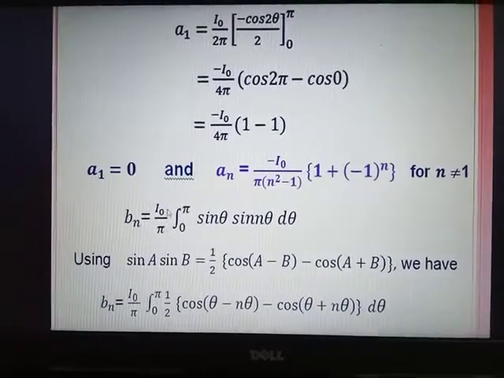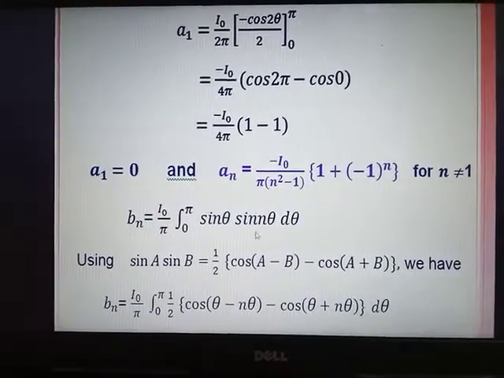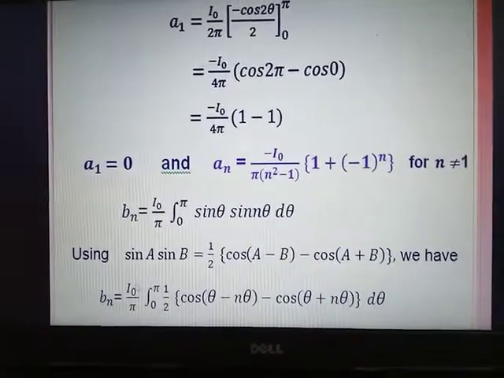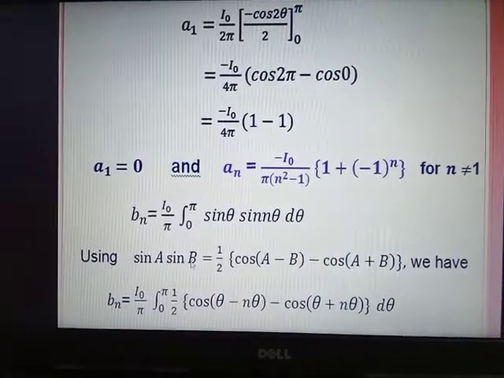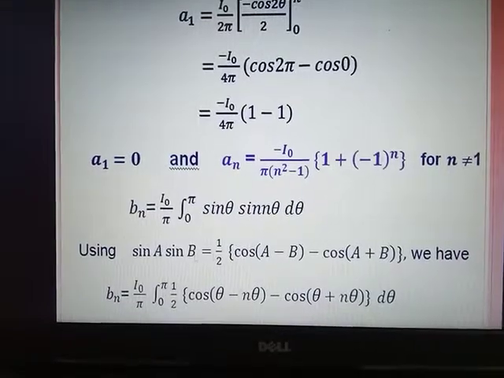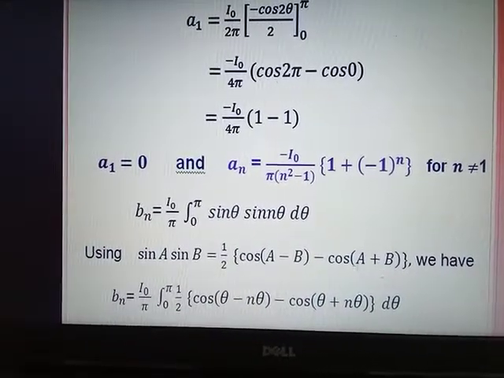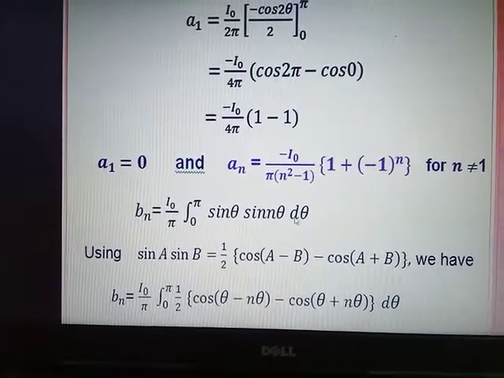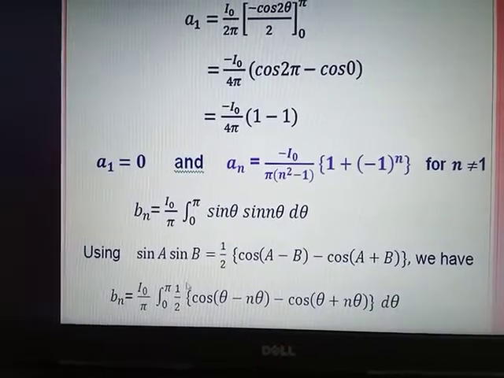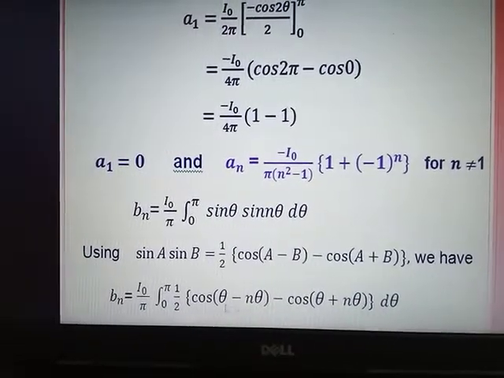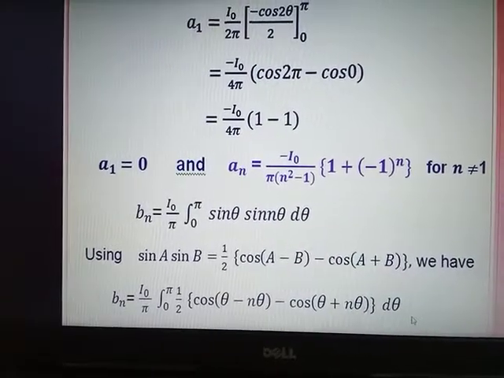Bn is equal to I naught by pi integration from 0 to pi sin theta sin n theta d theta. Here we are using the sin A sin B formula. We know that sin A sin B is equal to half into cos(A minus B) minus cos(A plus B). Here A value is theta, B value is n theta. Bn is equal to I naught by pi integration from 0 to pi 1 by 2 into cos(theta minus n theta) minus cos(theta plus n theta) d theta.